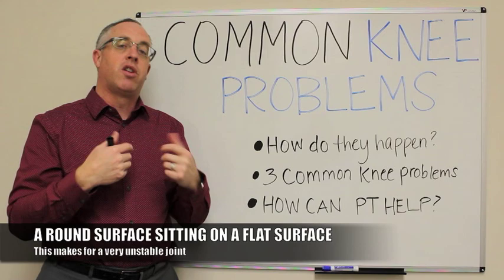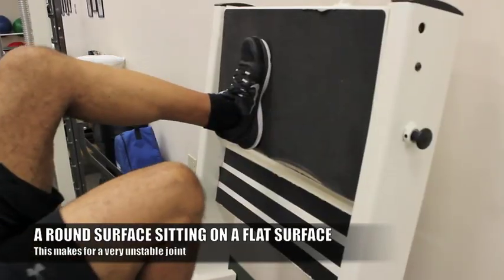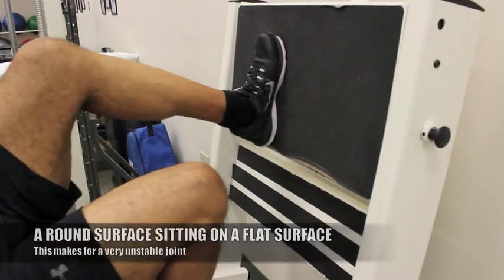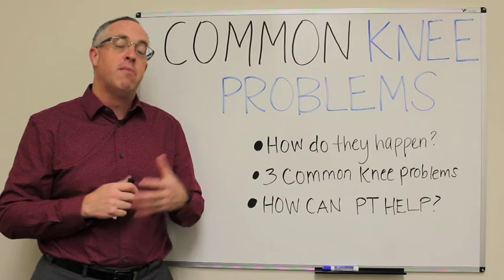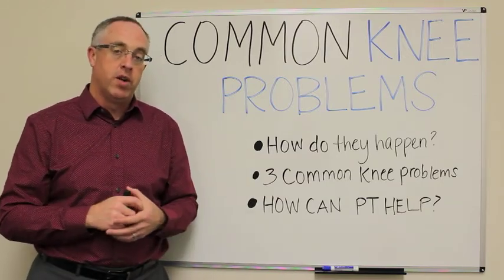So you have a rounded surface sitting on top of a flat surface, which makes it a very unstable joint, which is why the majority of knee problems get started in the first place. So then we rely on ligaments around the knee to make up for this instability, or this deficiency of how our knee joint is made.